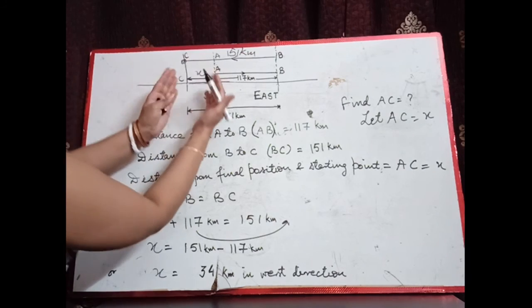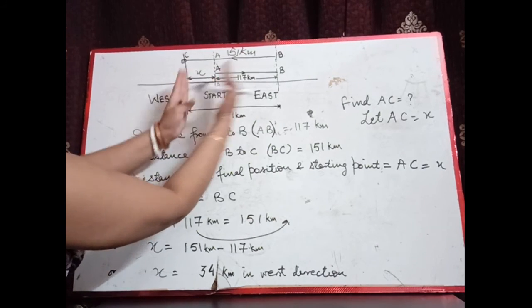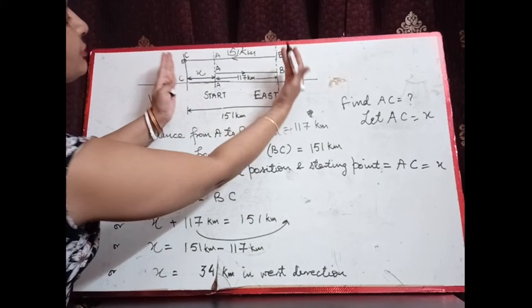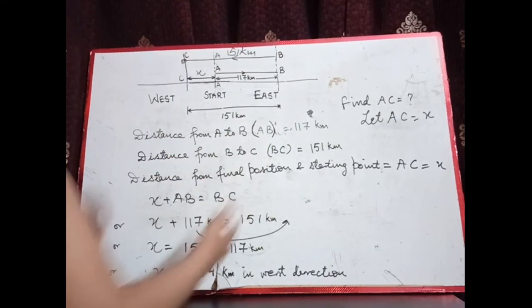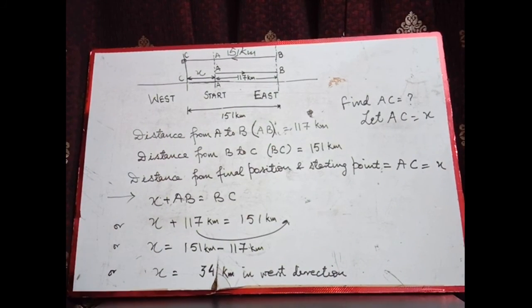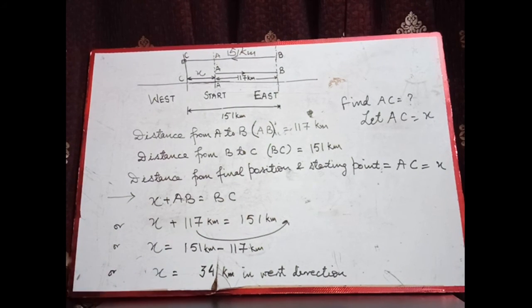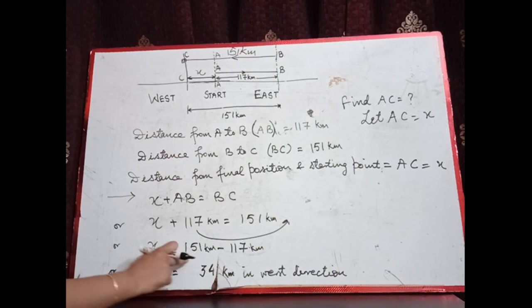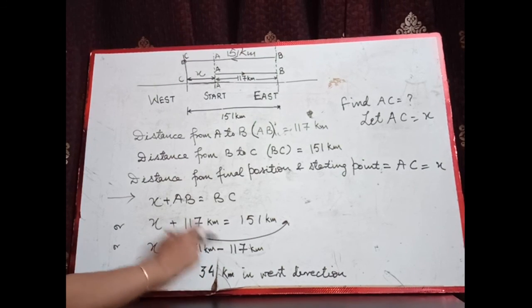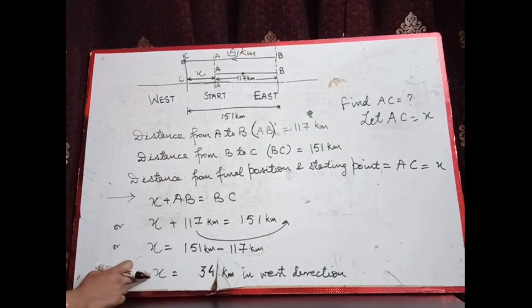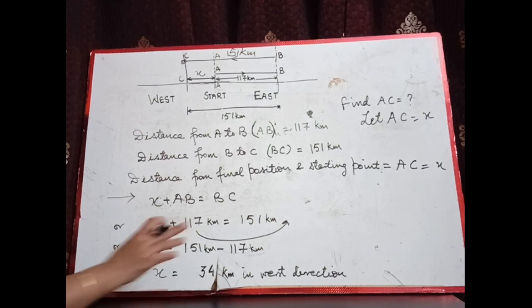So we will see from here X plus 117 is equal to the total distance 151. We will make an equation from here: X plus AB is equal to BC, or X plus 117 kilometers is equal to 151 kilometers. 117 will move to that side and it will be subtracted, and we will get X is equal to 151 kilometers minus 117 kilometers, or we will say X is equal to 34 kilometers.